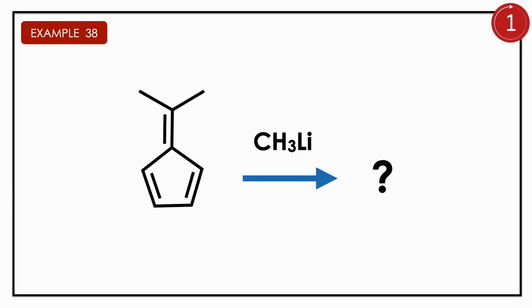Then the next example: you have cyclopentadiene with an exocyclic double bond, which is isopropylidene in nature. You are reacting with methyl lithium. You should find what will be the final product.